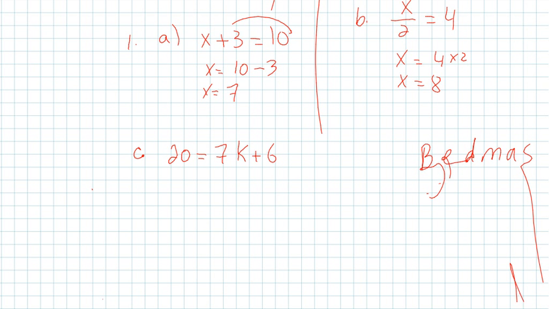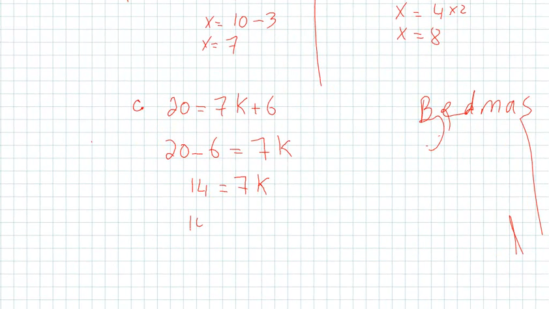So we're gonna follow 2 steps here. The first step is we're gonna bring the 6 over, and when I bring it over, it's gonna become minus 6. Okay? So 20 minus 6, that is 14. Then another thing that I want to get rid of is that 7. Right? There's 7 times k. Anything that's 7k means it's multiplication. When I bring it over, it becomes division. So that would be 14 over 7. So the answer is 2.